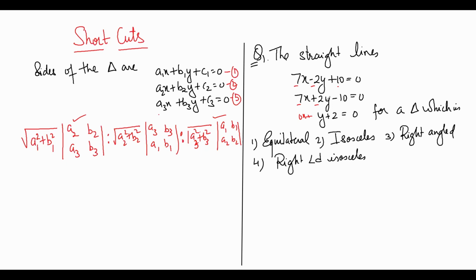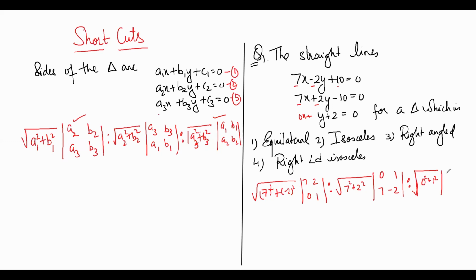Now I'm going to apply this formula. What I get, A1 square is 7 square and B1 square is minus 2 whole square. And here I get A2 B2, that is 7, 2 and 0, 1, A3 B3 is 2. A2 square plus B2 square, that is 7 square plus 2 square, and here I get A3 B3, that is 0, 1, and then A1 B1, 7, minus 2, is 2. Root of A3 square, that is 0 square plus 1 square, and here I get A1 B1, 7, minus 2 and A2 B2, that is 7, 2.